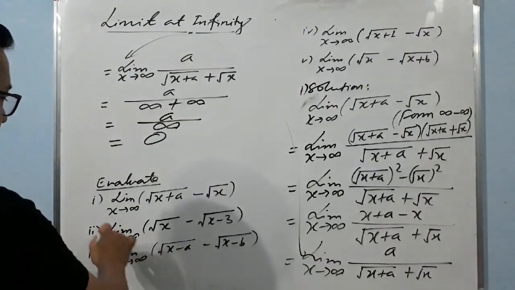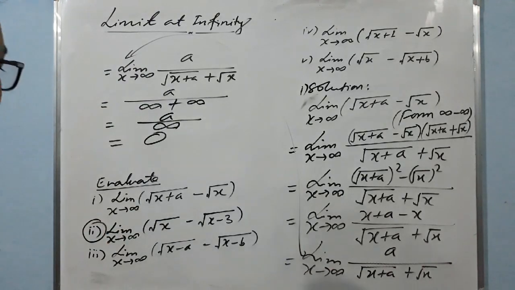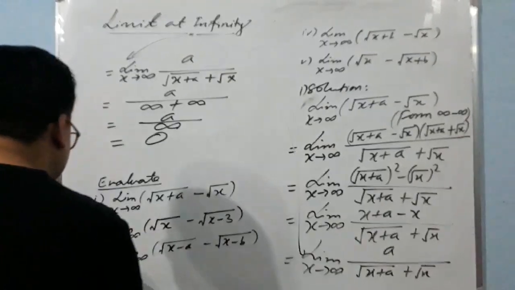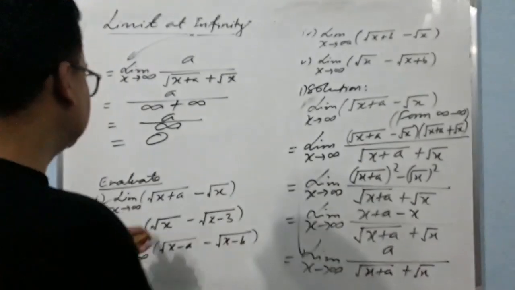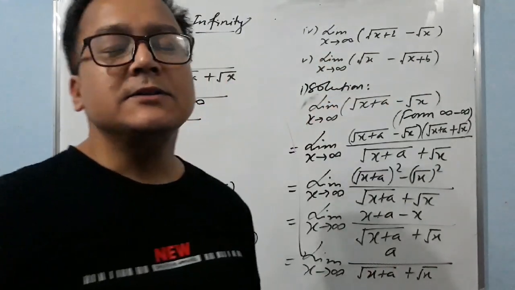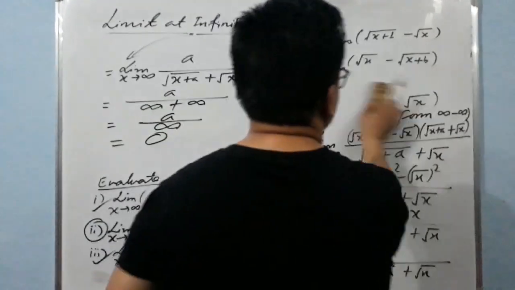Similarly, you can do these questions. I have left them for you for practice today. All are of the same type of question. The limit of all these questions is 0. Here also 0, here also 0, here also 0. You can try the remaining questions yourself. I will tell you one more question so that you will be clear about the concept.